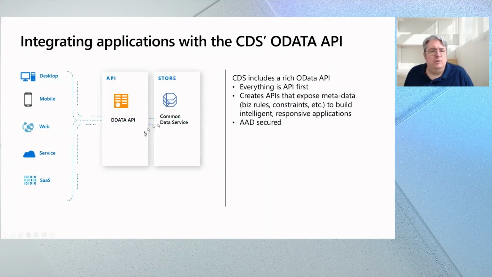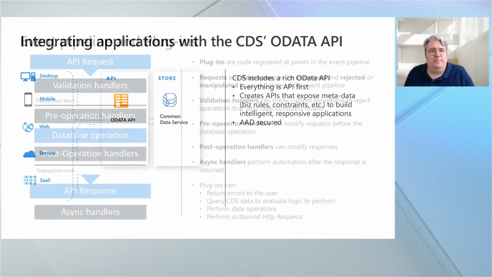We have an OData API. Everything we have in CDS is API first. It creates APIs that expose metadata as well, so business rules, constraints, et cetera, to build intelligent and responsive applications. And it's AAD secured. We'll look at that a little bit in some of the demos we're going to show you. Again, we're getting close to the demo portion. We're going to go pretty heavy for a solid 14 minutes of demos.